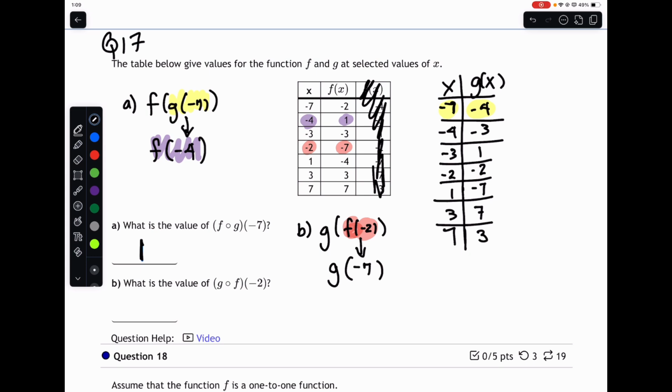So our second step is now to look at the table on the right, look at -7, and see that again, that answer is -4. So we get -4. And like I mentioned earlier, I forgot to write this down, that gave us an answer of 1. So there is the answer for part B.